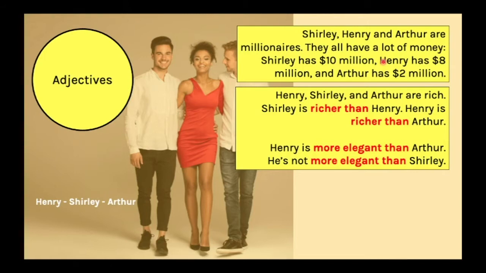We can also say, if you look at the picture, that Henry is more elegant than Arthur. And we can also say that Henry is not more elegant than Shirley, because Shirley is more elegant than Henry and Arthur. Here we have two different types of comparisons using adjectives. We can make a comparison with an adjective and ER, but we can also make a comparison with more and then the adjective.